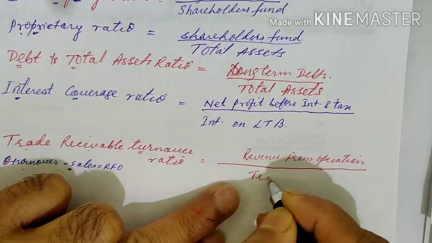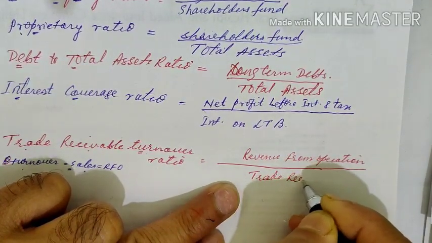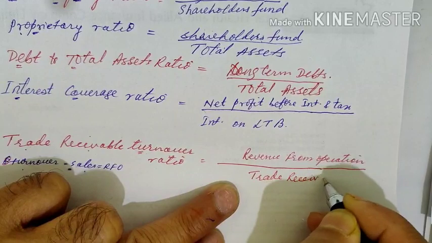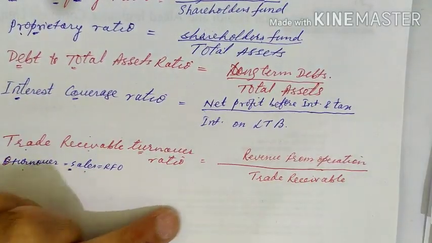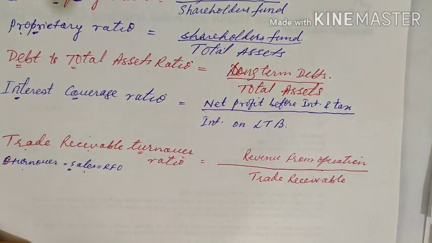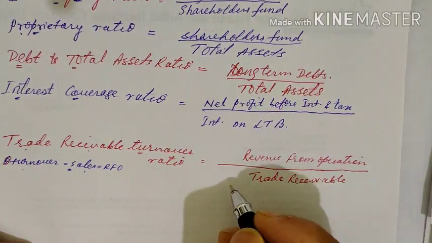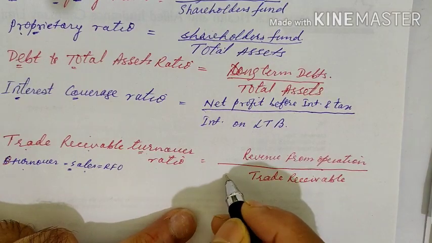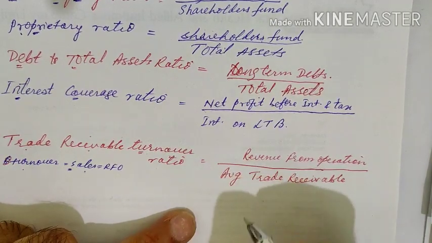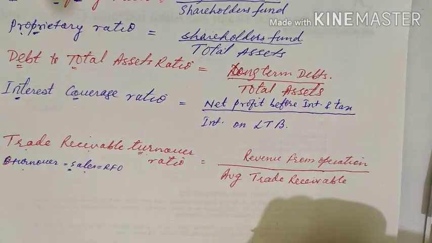So here we do take trade receivable, but which amount should we take? Is it the opening amount or the closing amount? Confusion, right? So to remove your confusion, we make it average trade receivable. So we don't take opening, we don't take closing, we take average.